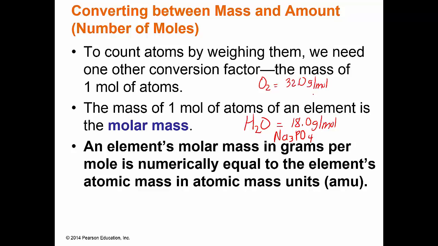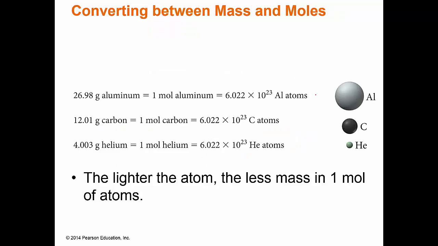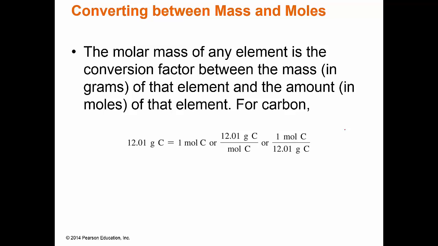That's for an atom, but all diatomics will be double their mass. So this is why, looking at it, even though they all have the same number of atoms, they have different masses, because each individual atom is different. Just like if I had a dozen golf balls and a dozen bowling balls, they would not have the same mass because each individual item has a different mass. Exactly the same thing with atoms.